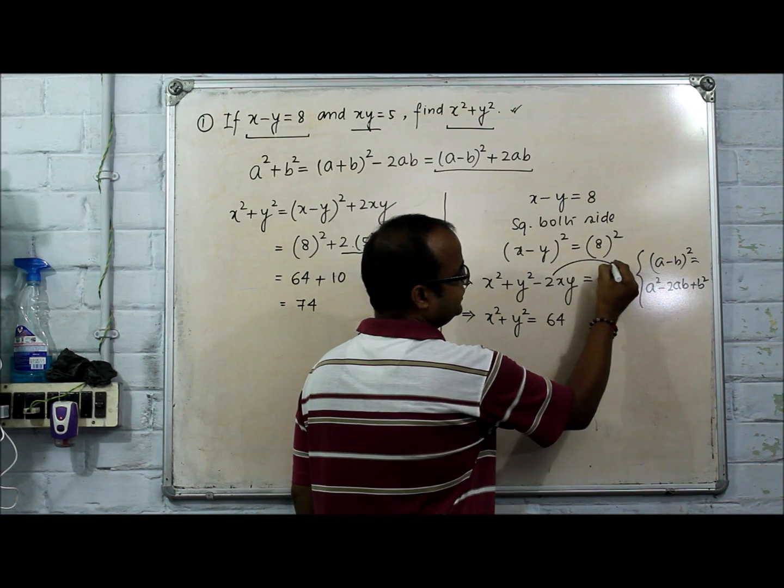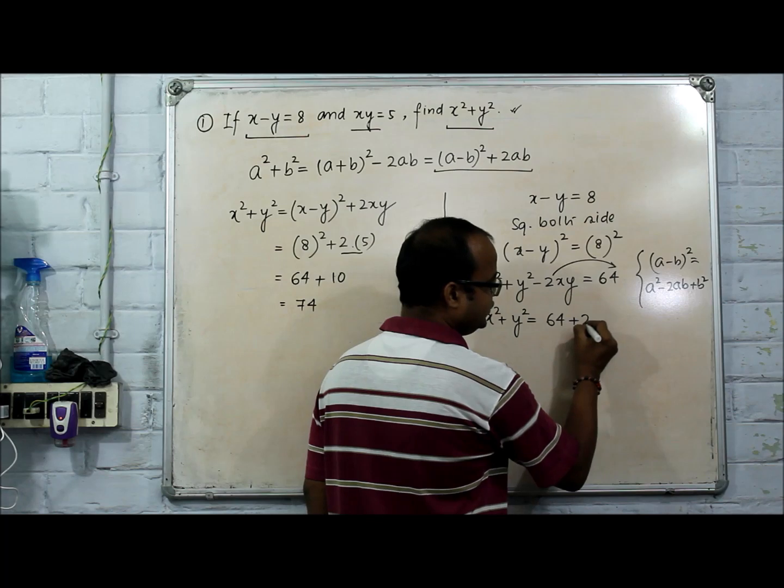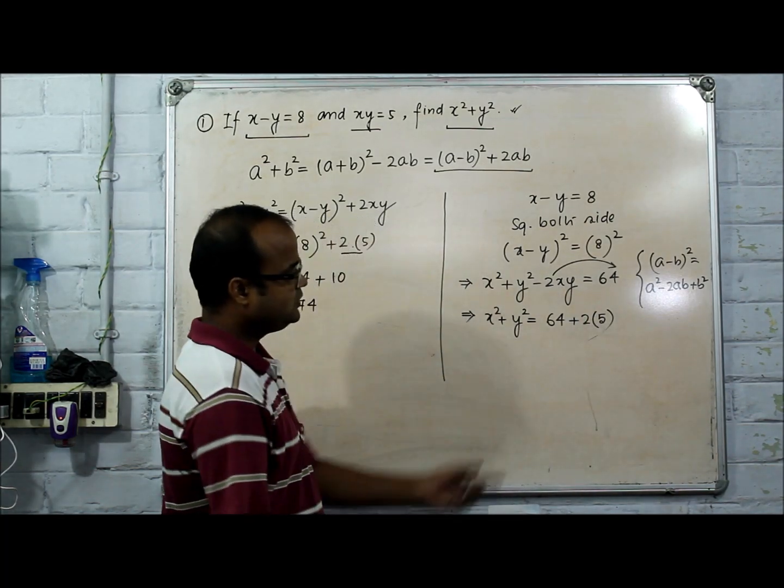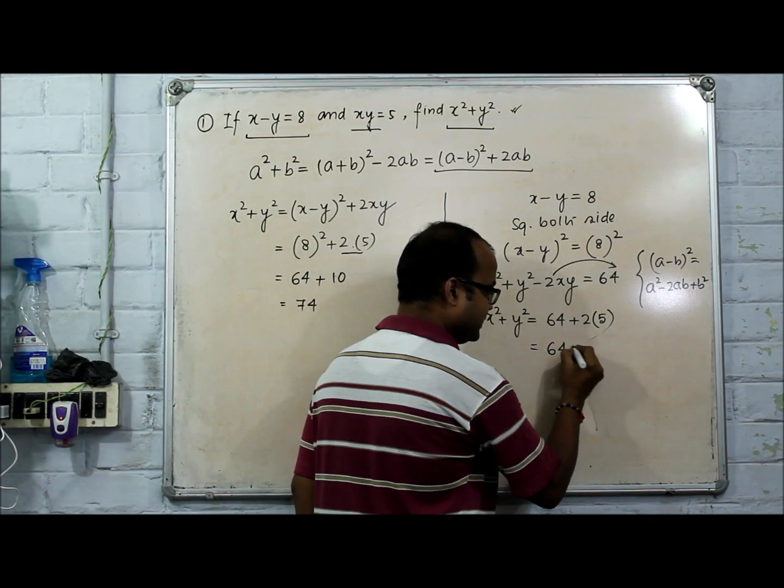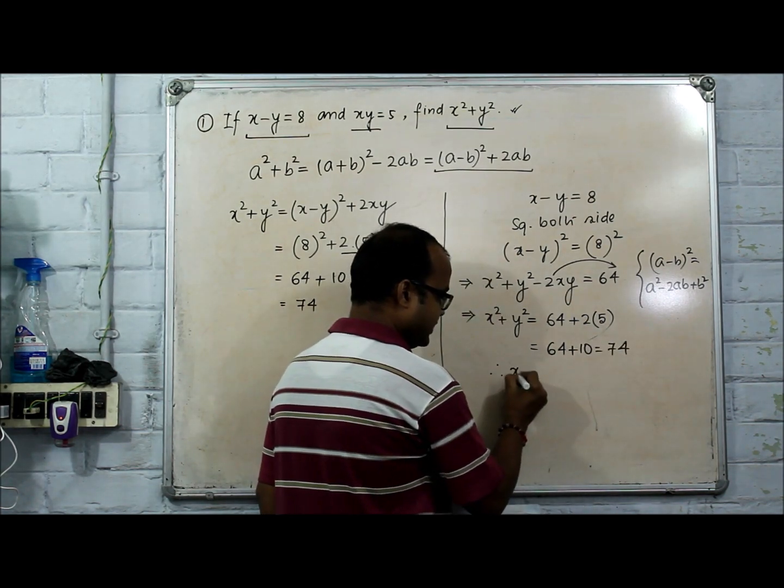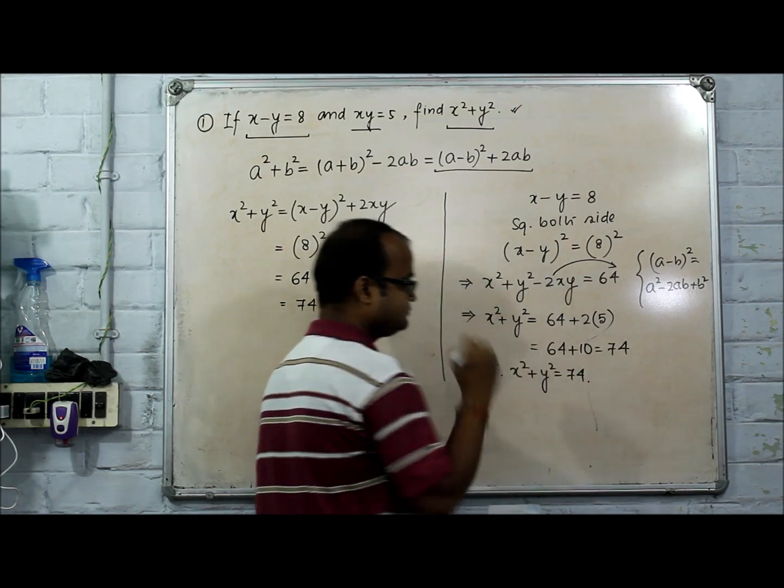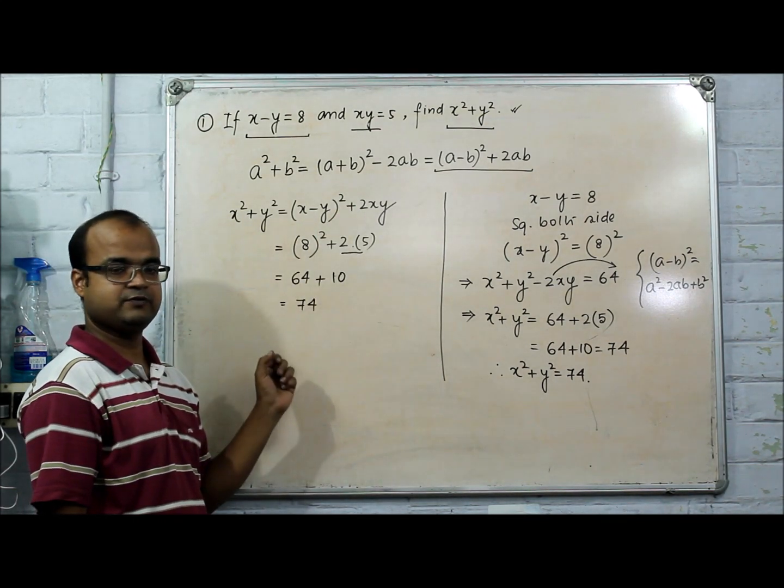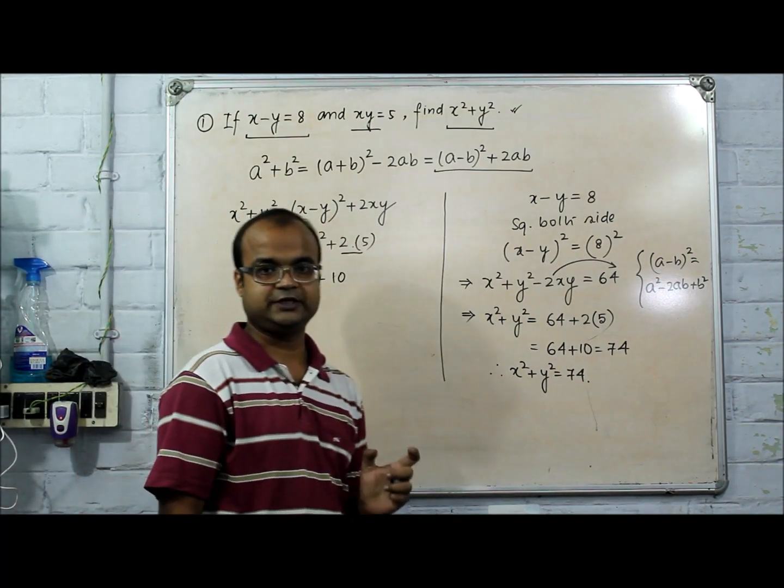This minus 2xy will change the side, it will become plus 2xy. So plus 2 into xy. In place of xy we substitute 5. So 2 fives are 10. 64 plus 10 is equal to 74. So therefore x square plus y square is equal to 74. So either way you can find out the value of x square plus y square by directly applying the formula or by squaring both sides.